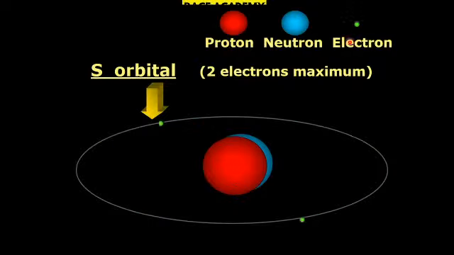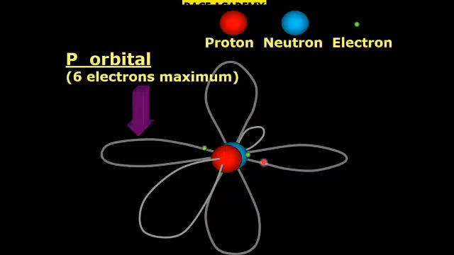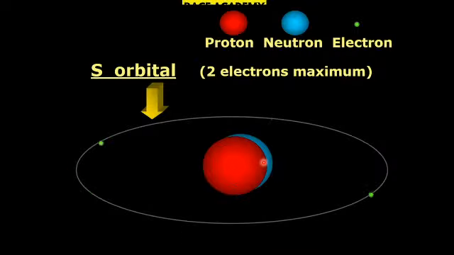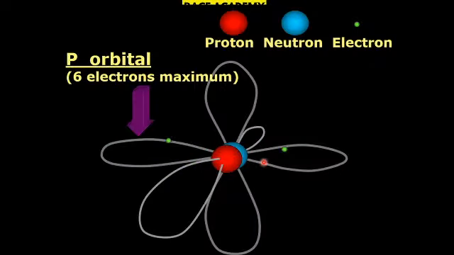Proton, neutron, electrons. In the case of the s orbital, a maximum of 2 electrons is required. There is existence for the s orbital. In this we have an interesting thing: a p orbital. If you observe, we see the s orbital like this, and in the p orbital, look how the electrons are revolving. So 6 electrons are there around the p orbitals.